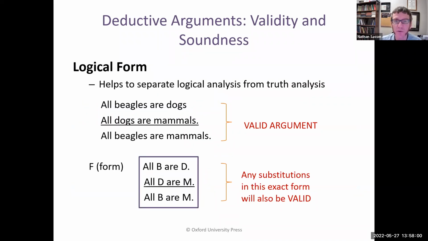Now, this next part is probably the hardest part of this chapter, okay? We want to sometimes separate logical analysis from truth analysis, right? Because the validity of an argument, whether or not it's logically correct, depends exclusively upon the structure of the argument, not upon what it's actually talking about. It's all structural. So take for example this argument. All beagles are dogs, all dogs are mammals, therefore all beagles are mammals. This happens to be a valid argument.